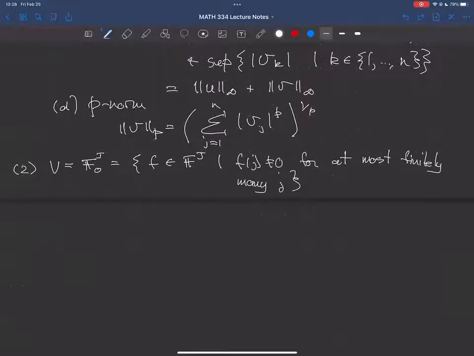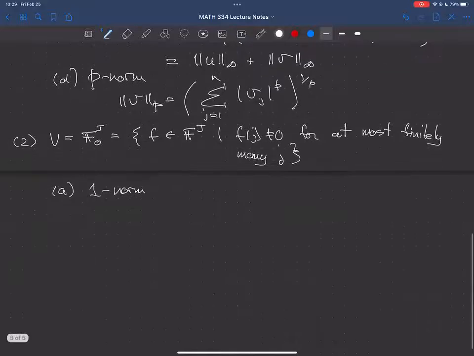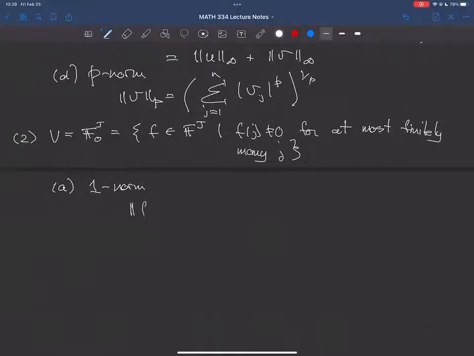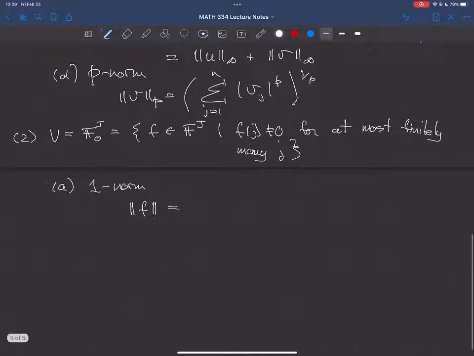So I'm just going to do this quickly now. So the 1 norm is, so I'm going to write an element of the vector space by F, because remember that elements of this vector space are functions, right? They're mappings from J to F. Okay. And the definition of the 1 norm is kind of the obvious adaptation of the 1 norm that I gave above for Fn. And it's like this.